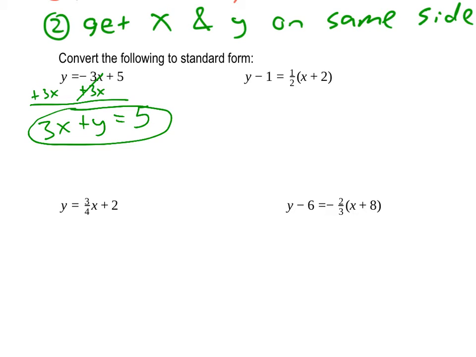And that's one possible answer. I'm going to show you up on the whiteboard how you can end up with this answer. You could end up with negative 3x minus y equals negative 5. That's not common, but it's still right.